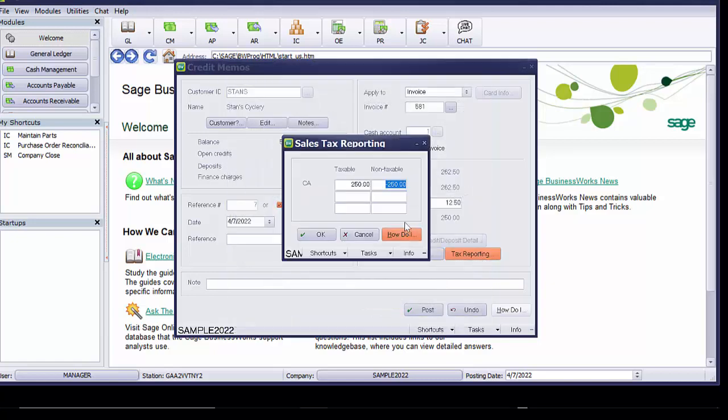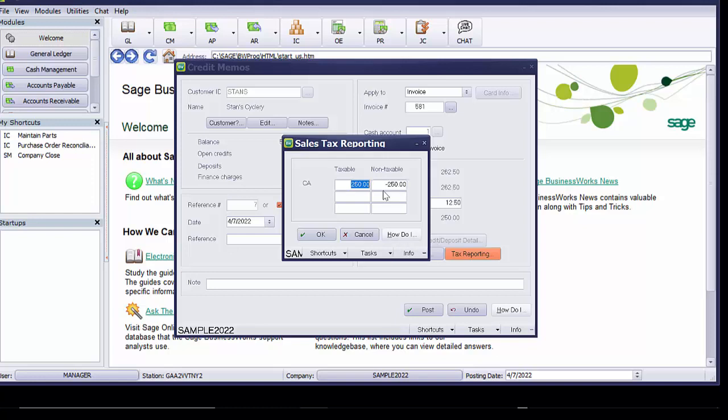We say OK. When we look at the tax reporting, we can see that the taxable has been increased by $250 and the non-taxable decreased by $250. Now remember, this was originally taxable, and we're trying to make it non-taxable. So this screen can be very confusing. So just remember, since a credit memo reduces an invoice balance, a positive number on this screen will be subtracted and a negative number will be added to the taxable and non-taxable fields.